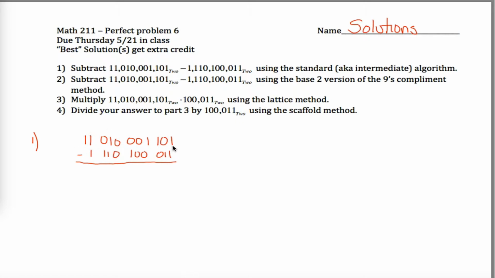I'm going to start from the right here and work my way to the left. 1 minus 1 is still 0. It's not any different just because I'm in base 2 here. So I'll put a 0 here. But here's where things start to get a little bit weird. I want to do 0 minus 1. Well, you can't take away 1 from 0, so I'll have to borrow.